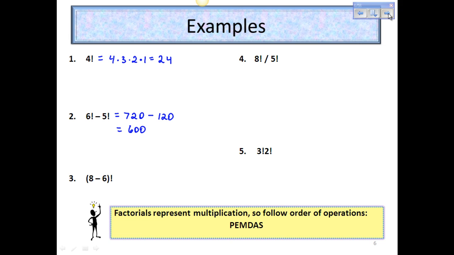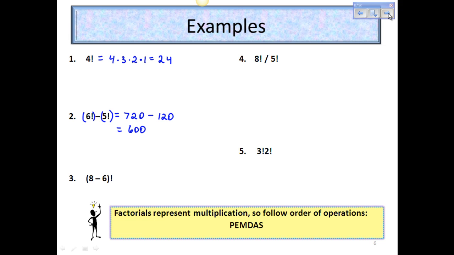Now keep in mind, factorial represents multiplication, so we have to follow our order of operations. Multiplication in our order of operations comes before subtraction, so it acts like we have parentheses around the 6 factorial and the 5 factorial. We have to do those operations first.